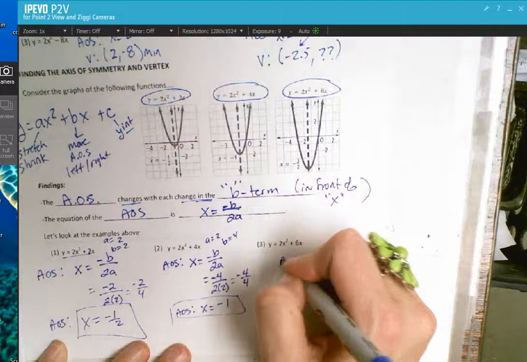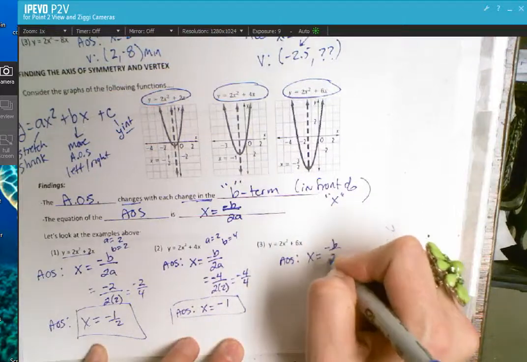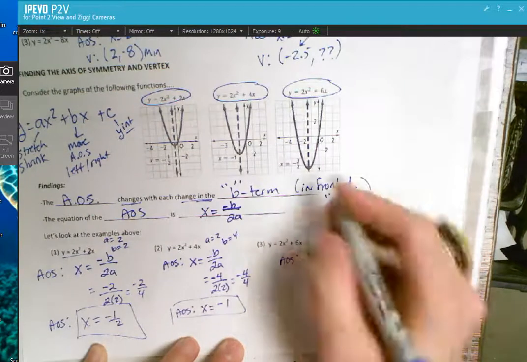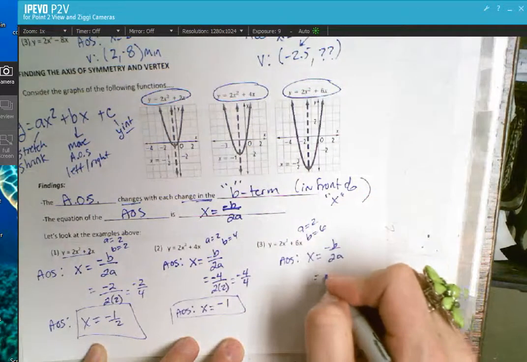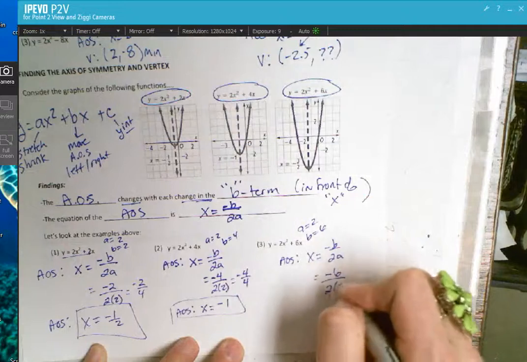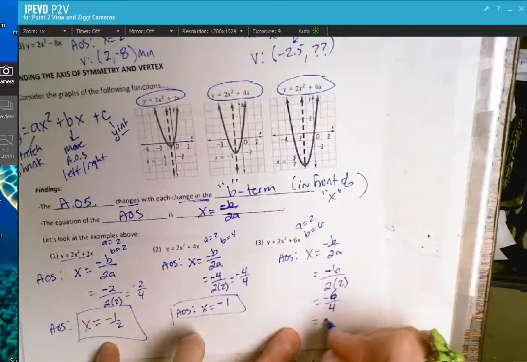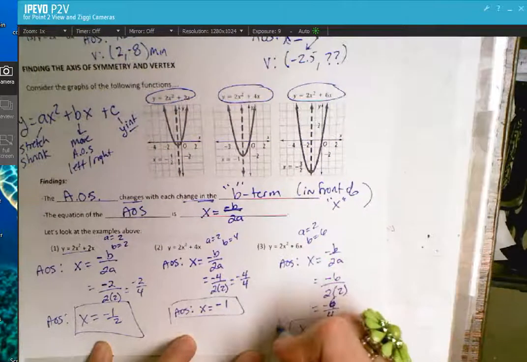In our last one, axis of symmetry, x is always equal to negative b over 2a. Substituting the pieces, I know the opposite of b, so a is equal to 2, b is equal to 6. So the opposite sign, so I need negative 6 over 2 times 2, which equals negative 6 over 4, which reduces down to negative 3/2, or negative 1.5, as my axis of symmetry.